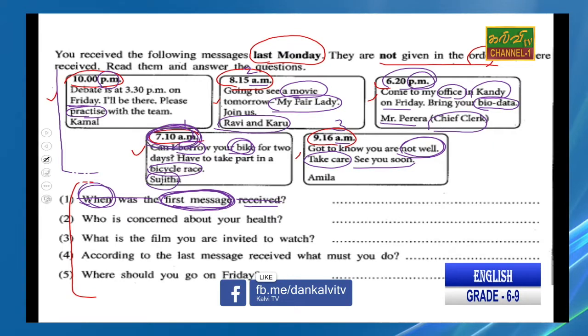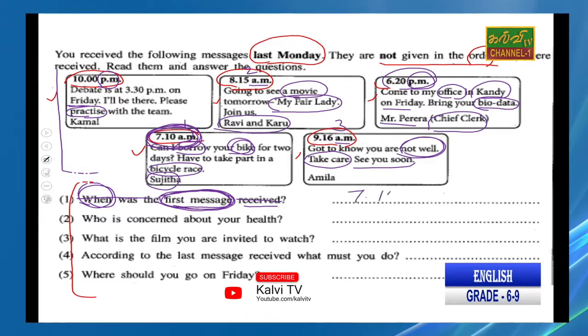7:10 a.m. in the morning. So you can write that. At this time, they have provided the first message. If you want, you can write at 7:10 a.m. also. They expect a direct answer. It is given there. The answer is there.